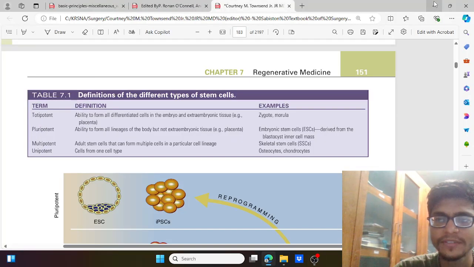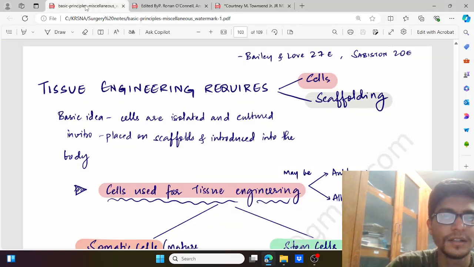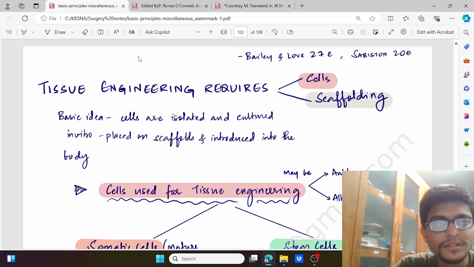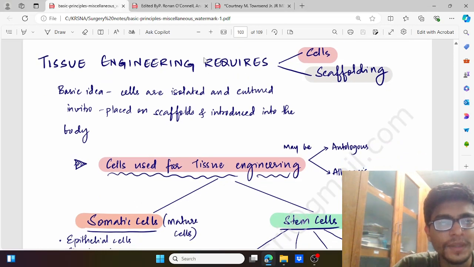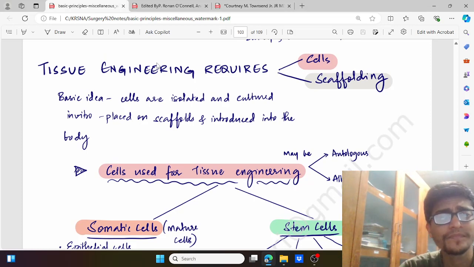Hello, good evening, friends. And now we'll be discussing a topic which is asked in general surgery, and among that, it is in the principles of general surgery and also in the recent advances, that is tissue engineering or bioengineering or about stem cells.